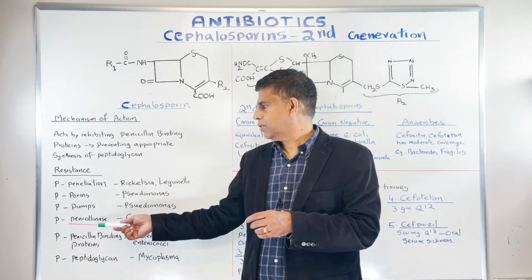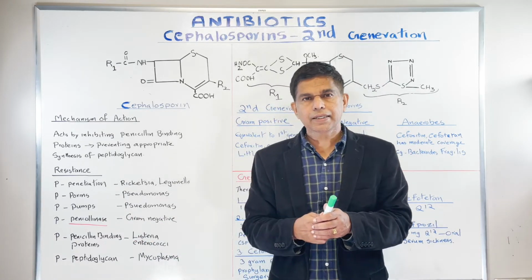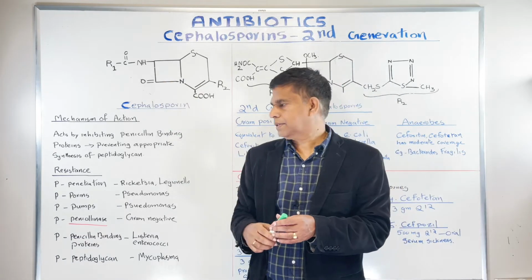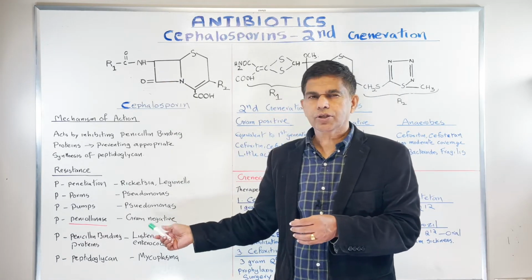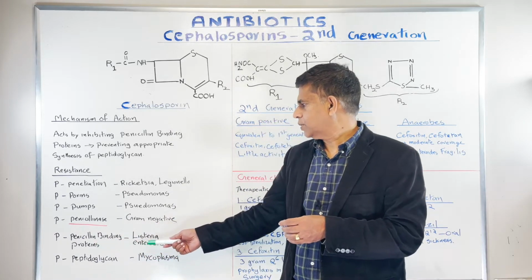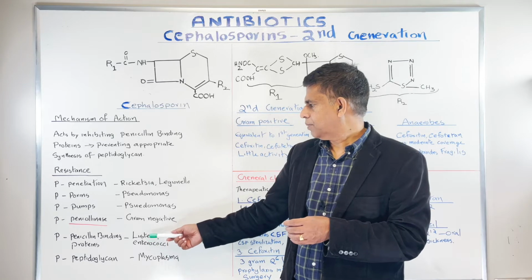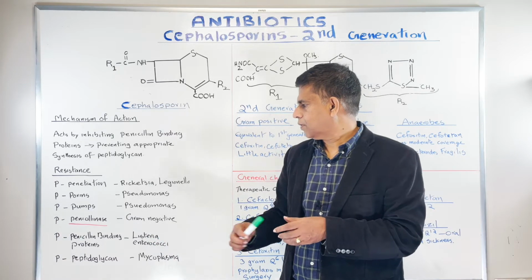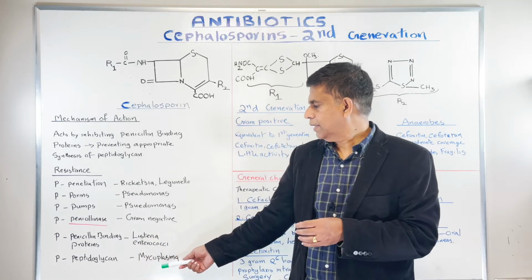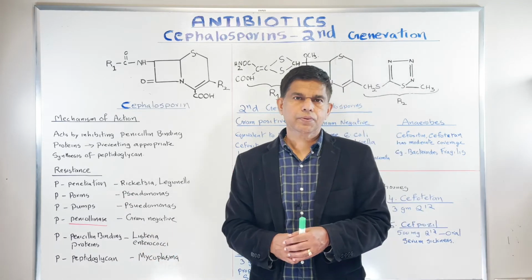And then the most important, you've got penicillinase or beta-lactamase, which destroys the beta-lactam ring. So it doesn't have much gram-negative coverage. There are also penicillin-binding protein mutations, as in Listeria and enterococci. And finally, the peptidoglycan may be absent, like in Mycoplasma, so it's not going to work.